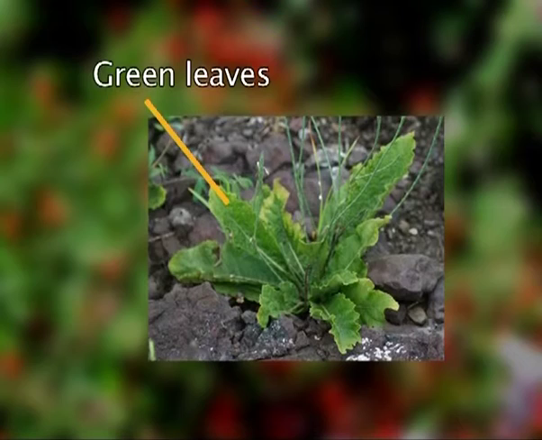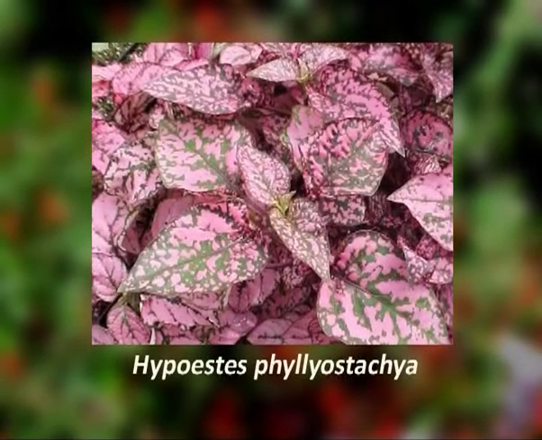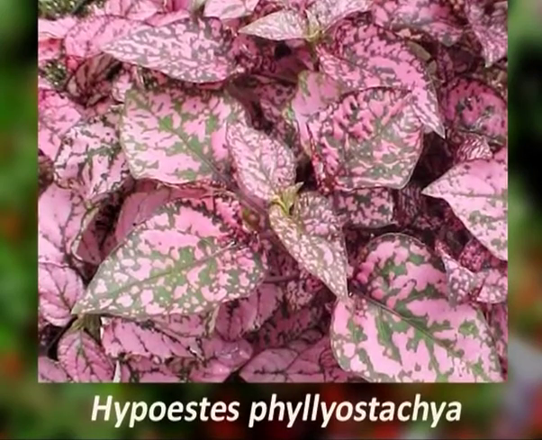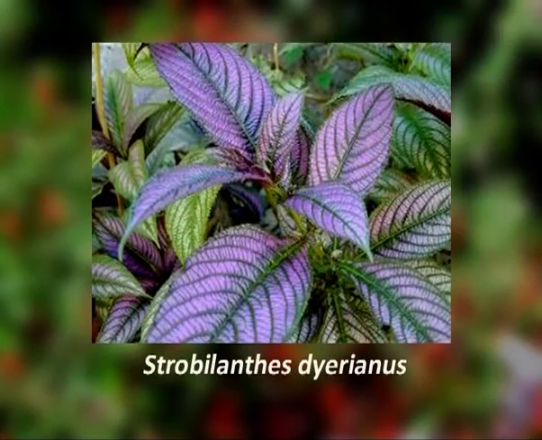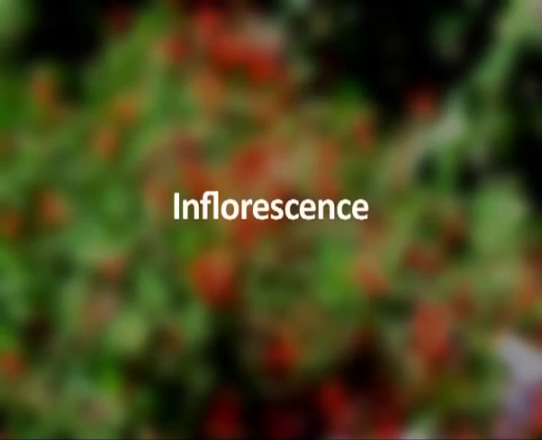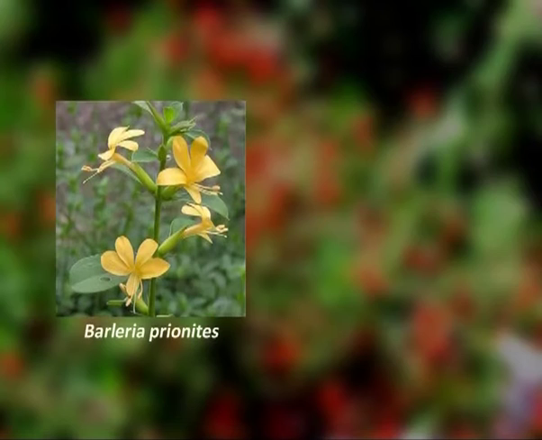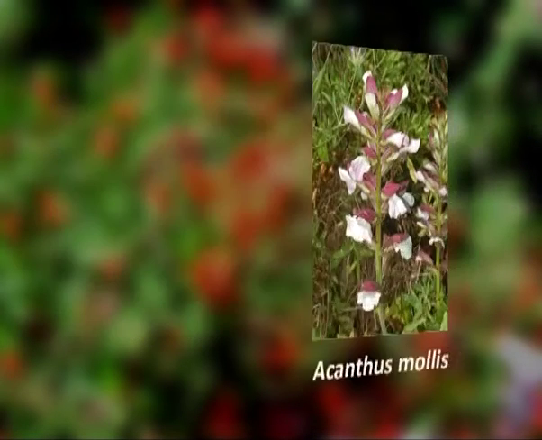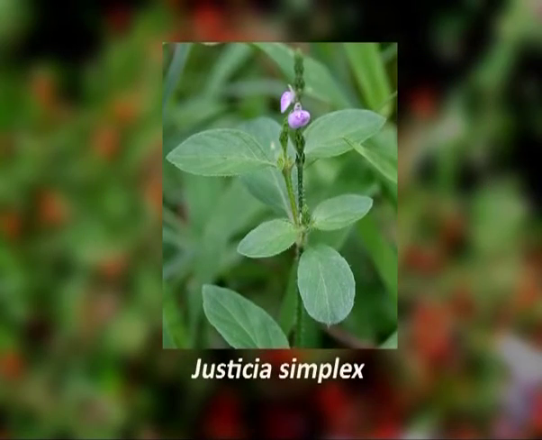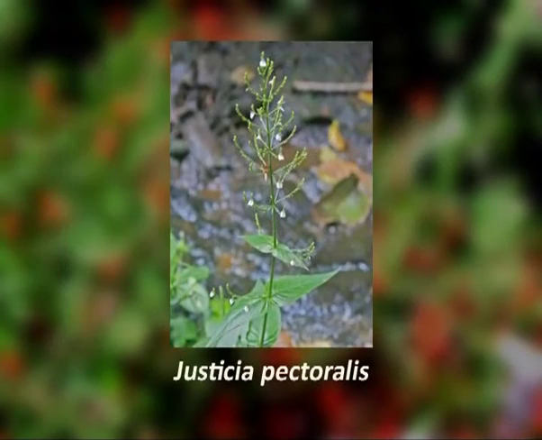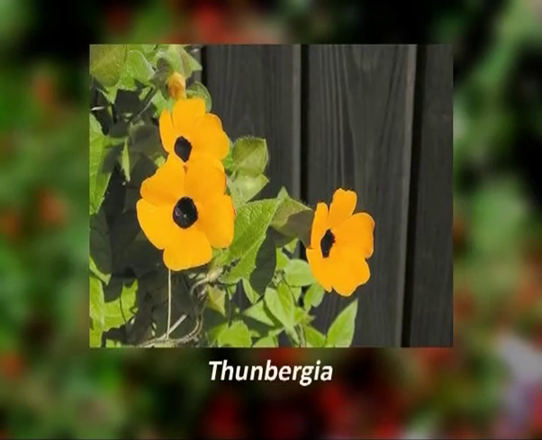Leaves are usually green in color. However, some acanths have remarkably colored leaves, so that many of them are cultivated for their foliage. For example, Aphelandra and Strobilanthes dyerianus. Now the inflorescence. Inflorescence is generally cymose, a dicasial cyme ending in a monochasial cyme. It's racemose in Barleria and Justicia, spike in Acanthus mollis, Justicia simplex and Cedaranthemum, panicle in Justicia pectoralis and solitary in Thunbergioideae.